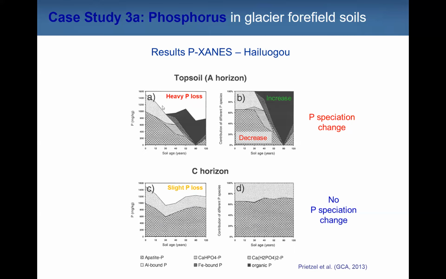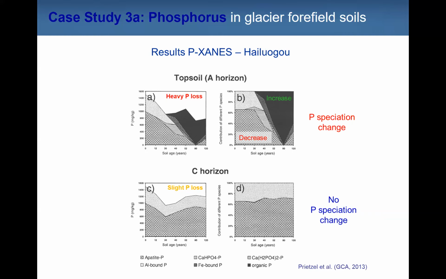We have a strong depletion of the total P concentrations with increasing soil age and vegetation development. And what's particularly decreasing is the apatite P. At the end, in the old soils, we don't have any apatite P anymore. This apatite P is partially replaced mostly by organic P, but also by iron-bound P, which accumulates in the iron hydroxides and oxyhydroxides which are forming in the soil and making the soil brown. When the soil is brown, you know that it's iron oxides.